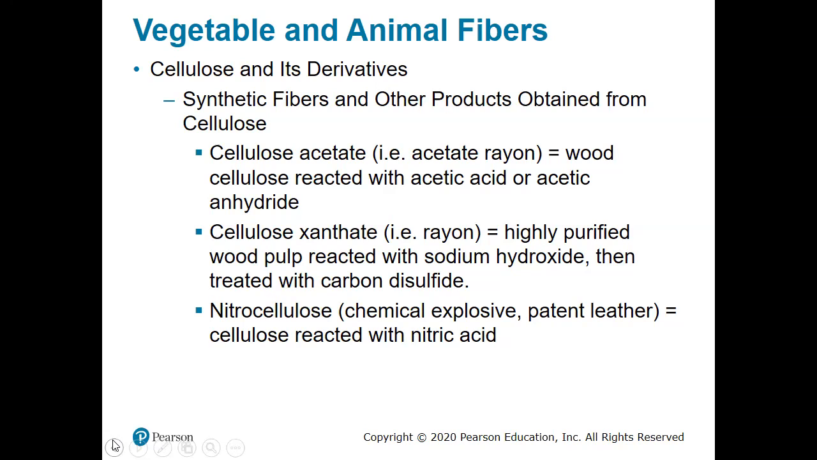From a synthetic standpoint, let's say that we're not just using cellulose, but rather treating the cellulose to make other products. We can have what is called cellulosic acetate. This is a wood cellulose that has been reacted with acetic acid. This is known as acetate rayon. Plain old rayon is derived from wood pulp that has been treated with sodium hydroxide and then treated again with carbon disulfide.